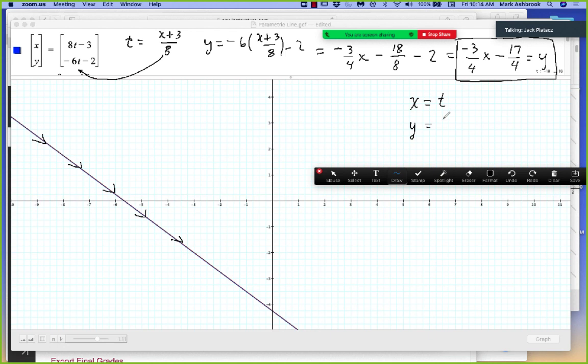Negative 3/4 t minus 17 over 4. Isn't that a parametric function of t? And won't it generate the same set of points as this line? Because if x is t, then y is negative 3/4 x minus 17 fourths. It's the same thing. So this is one strategy.